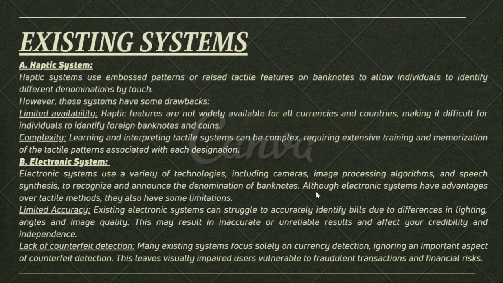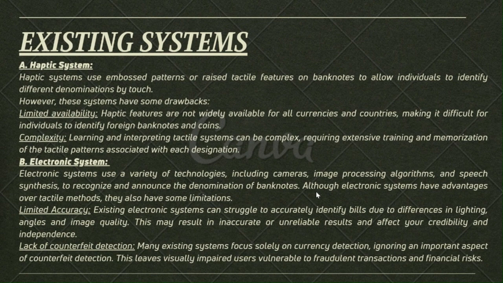So, existing systems. We identified two types of systems. The first one is haptic system. Haptic system uses patterns on the banknotes to identify different denominations by touch. However, they have some drawbacks like limited availability. Every note cannot have a special kind of feature to identify by touch. Also, they kind of feel complex.